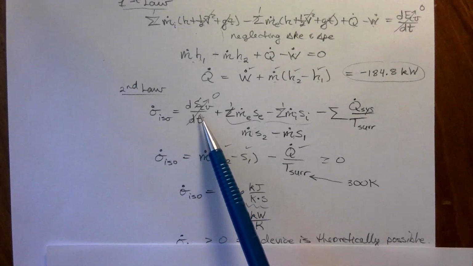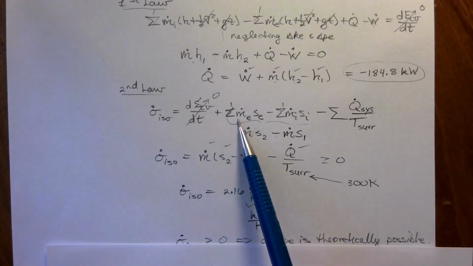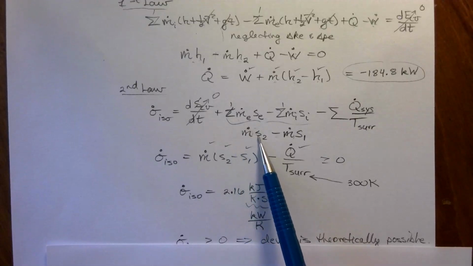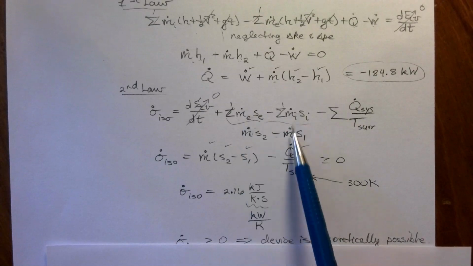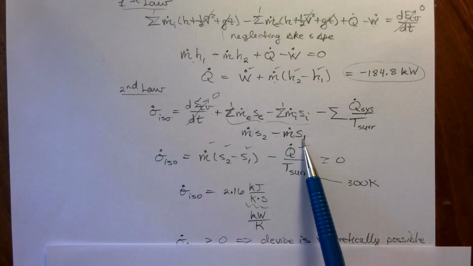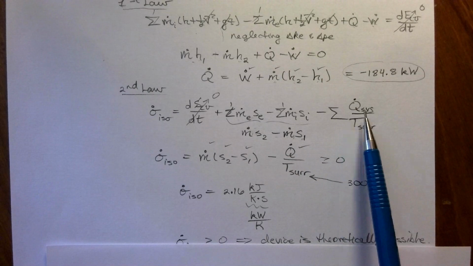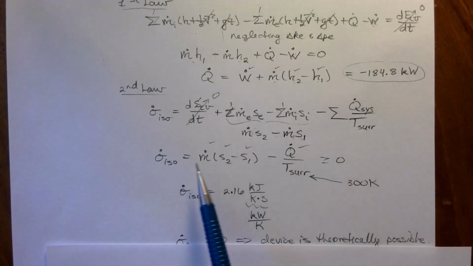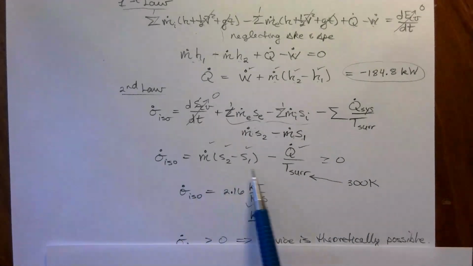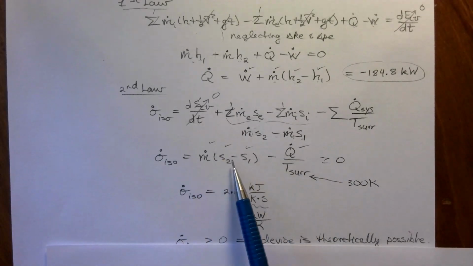Control volume dS/dt is 0 because we're in steady state. There's only one inlet, so m dot S2 is the exit, and the exit comes first, then the inlet, minus m dot S1. One heat transfer, so this will be Q dot over the temperature of the surroundings. Now we just need to evaluate this.